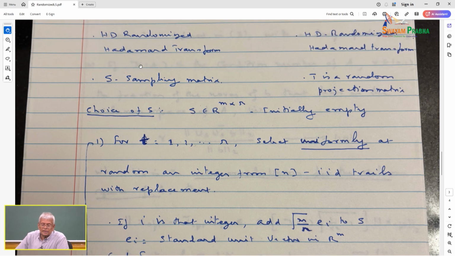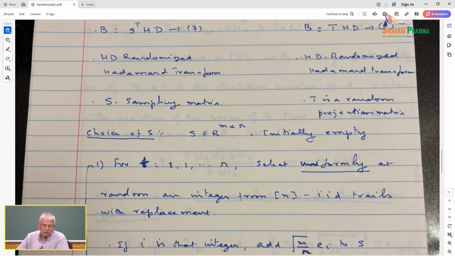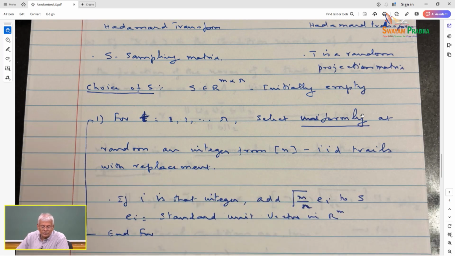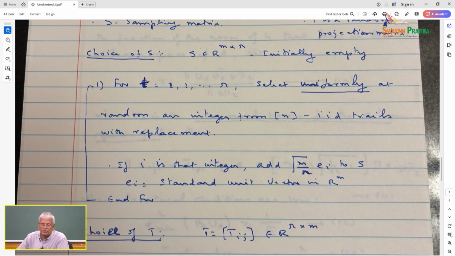So, what is the only thing that differentiates B in equations 7 and 8? Either you multiply HD on the left by S transpose or you multiply HD on the left by T. T we already know, so S also we know. For completeness, I am now going to describe the properties of S. How do I fix it?